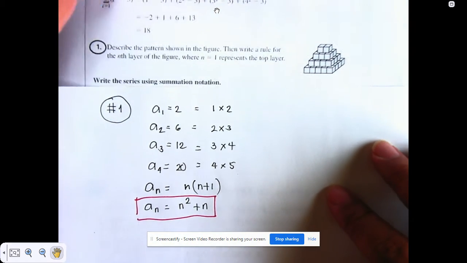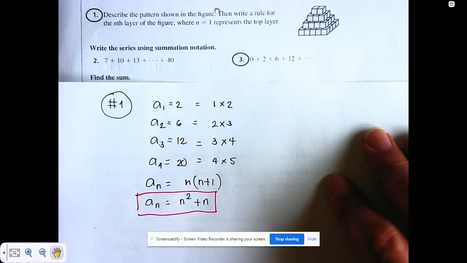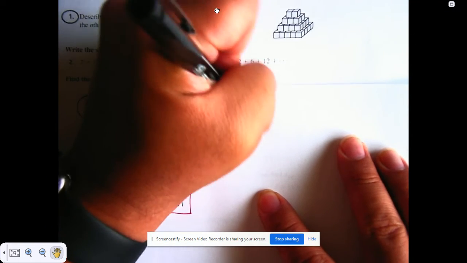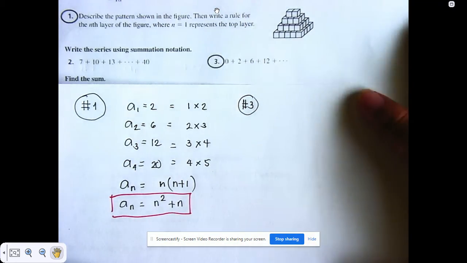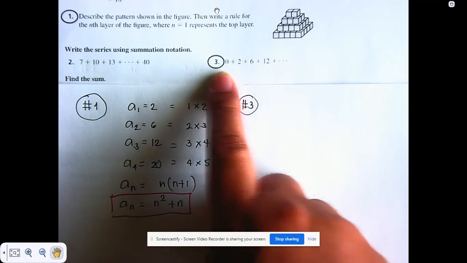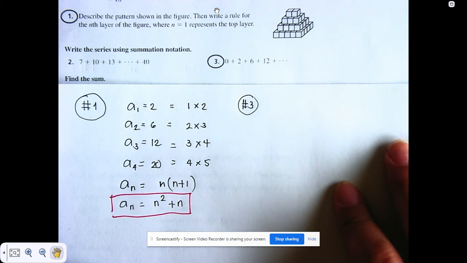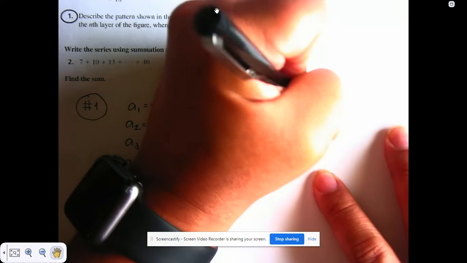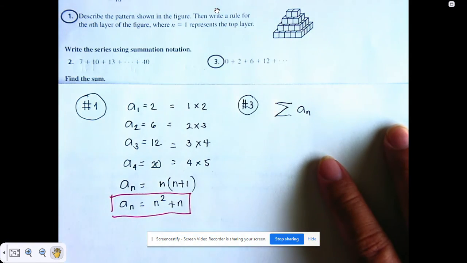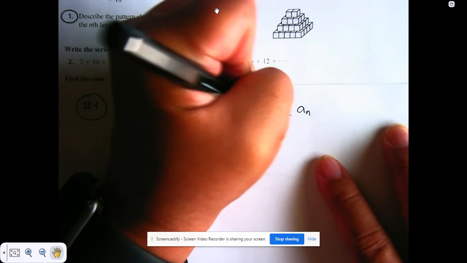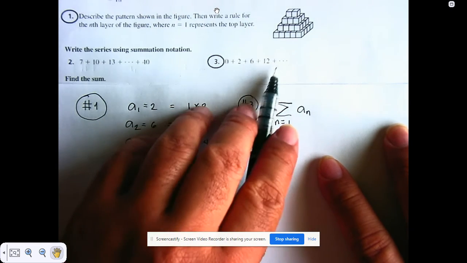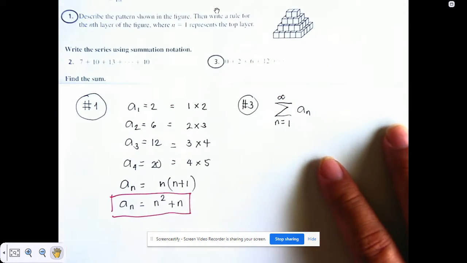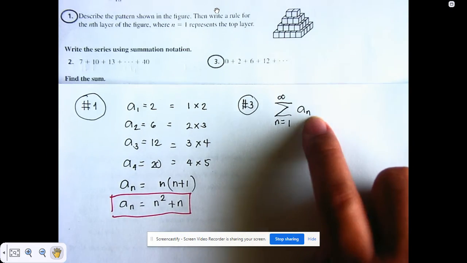Let's move on to number three. I'm going to put it right here. Number three tells us to write the series using summation notation. The summation notation would be the summation of the rule that starts from n equals 1, and since this one has dot dot dot, it means it's going to infinity.